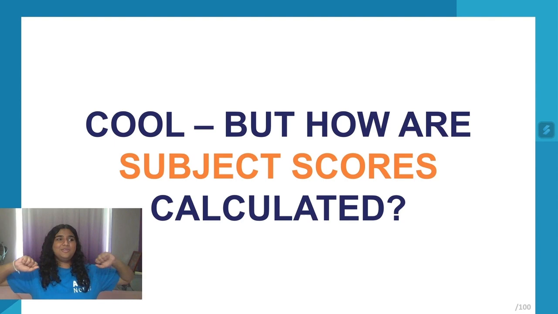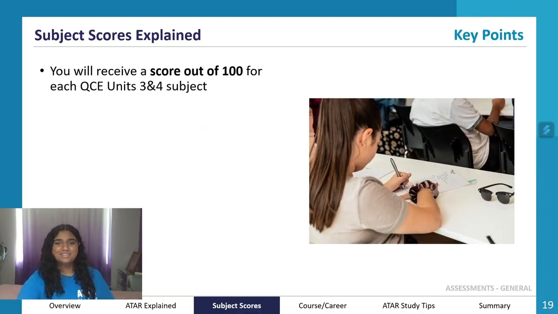And so we go on to the question of how are these subject scores calculated? It's crazy, crazy maths involved. So each of your QCE Unit 3 subjects is out of 100.